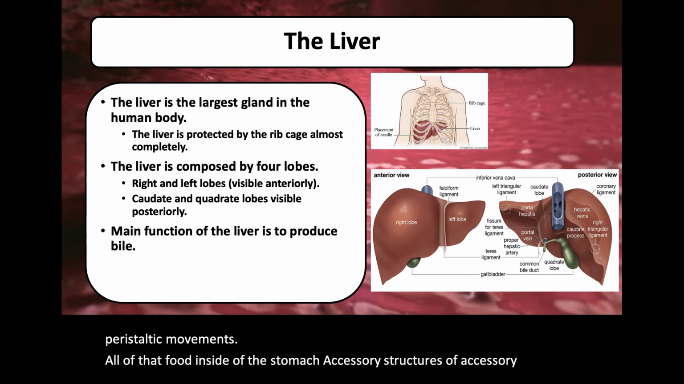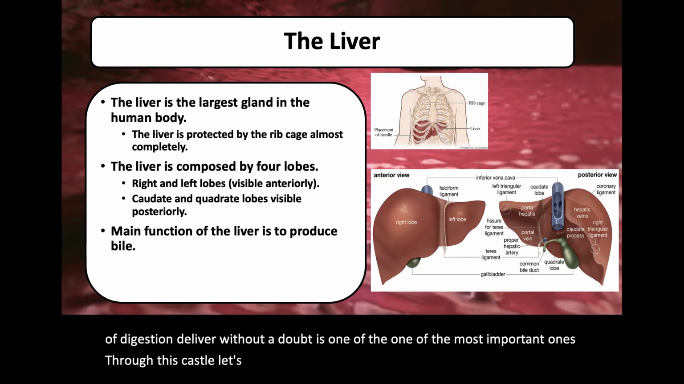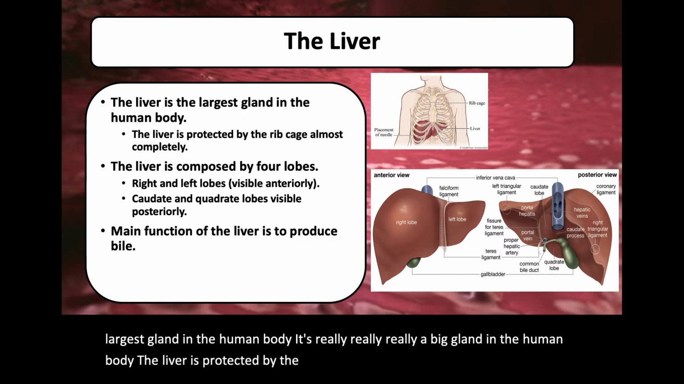Accessory structures of digestion. The liver, without a doubt, is one of the most important ones to discuss. So let's say a couple things about this liver. The liver is the largest gland in the human body. It's really, really big. The liver is protected by the rib cage almost completely.